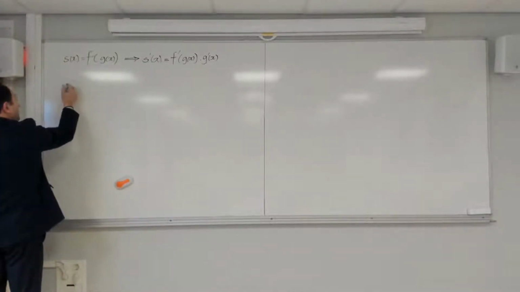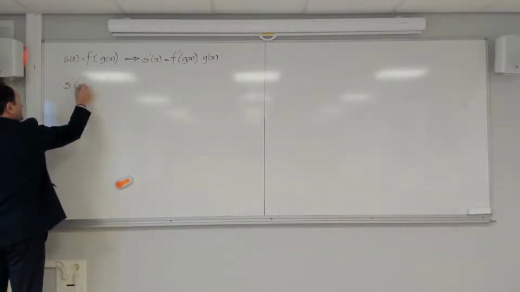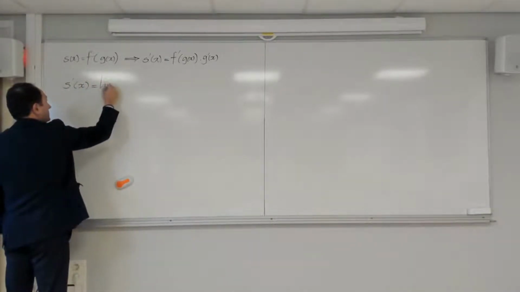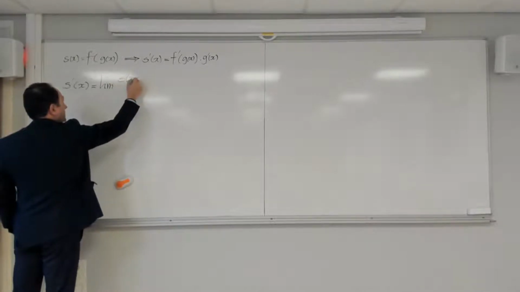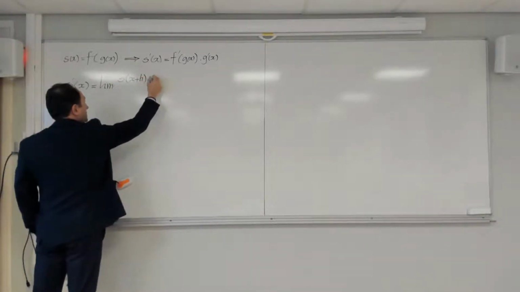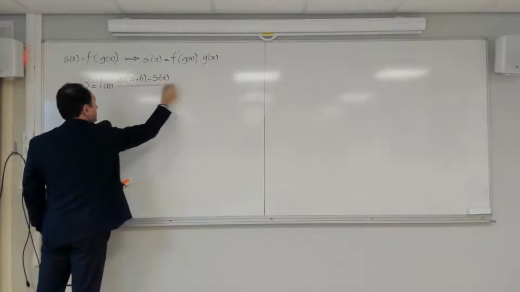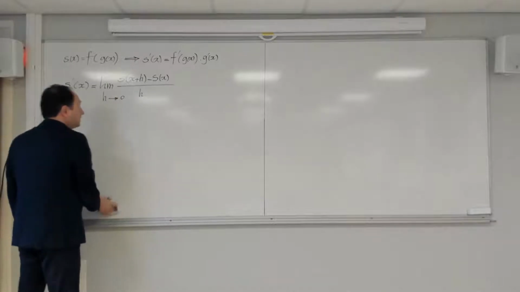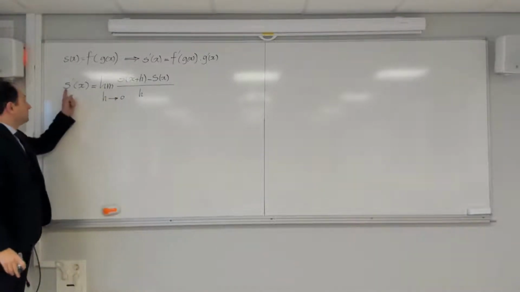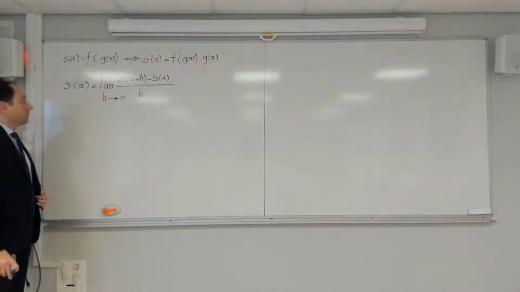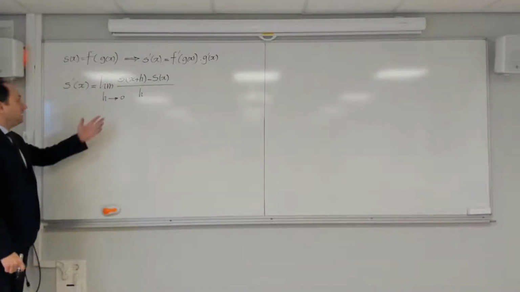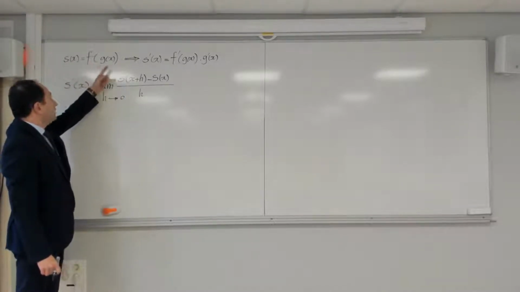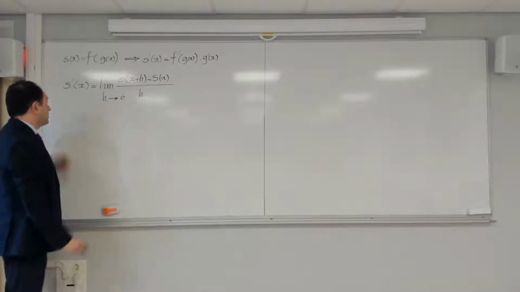So what is my starting point? There is nothing I can do except using the definition. So I will write S prime of x is the limit of S of x plus h minus S of x divided by h as h goes to 0. Yes, so that is the definition of the derivative of the function S. It's just the normal definition. But now my function S is defined in terms of f and g in this composed way. So what should I do?